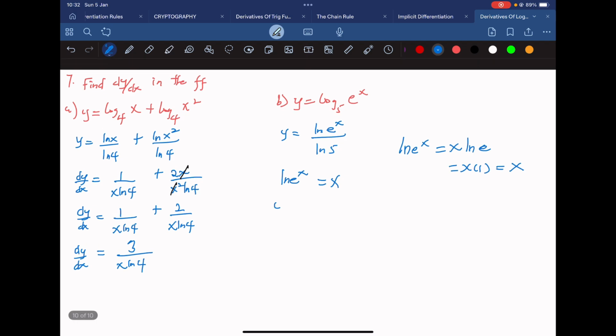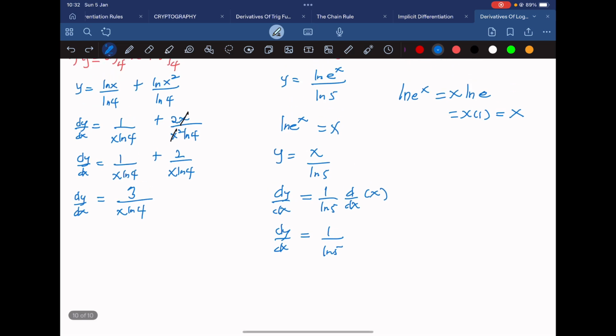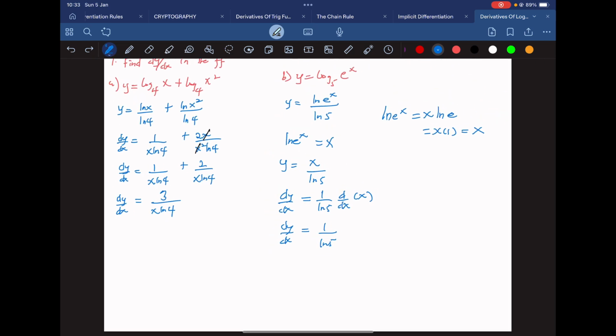So we can have y equal to x over ln of 5. So to differentiate, we have dy/dx is equal to, we can bring the constant outside, which is 1 over ln of 5, then we differentiate x. So the derivative of x is just 1 over ln of 5. Remember, if we differentiate this, you have 1. So if you multiply it by 1, it doesn't change anything. So this is our answer. I hope this really explains the concept of logarithmic differentiation.